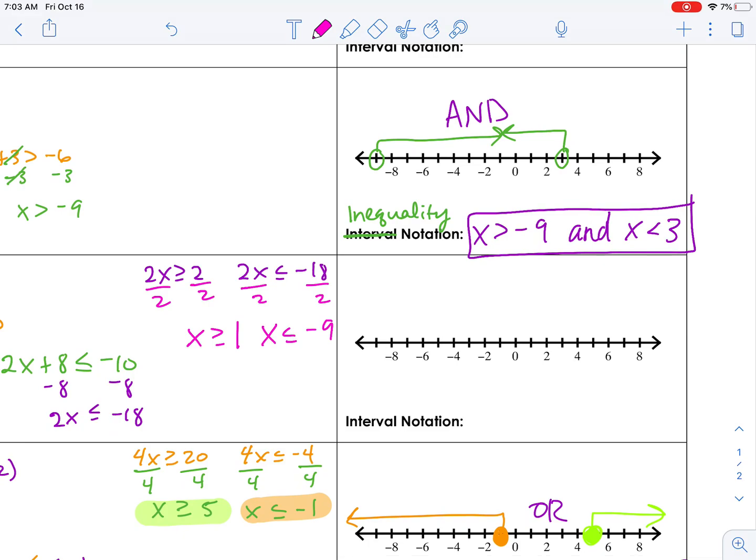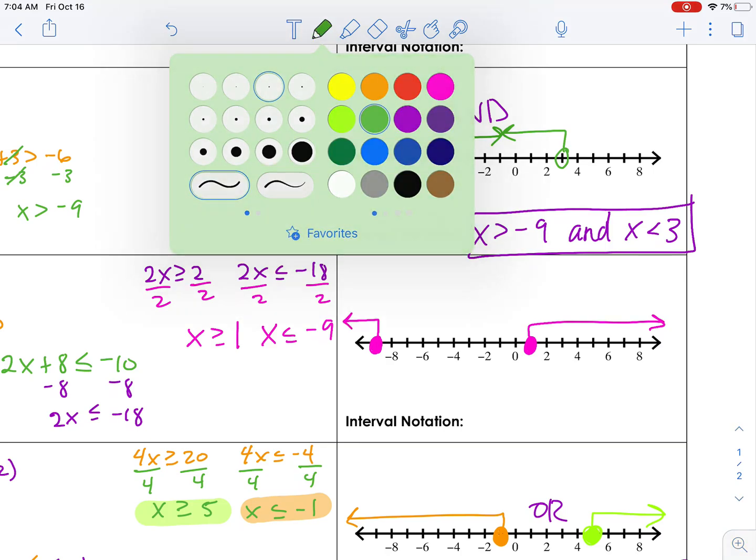So we have or equal to underneath our inequality symbols. We're back to closed circles. If I put a closed circle over the number 1, and I want all of the numbers greater than or equal to 1, I need to draw the arrow going to the right. Negative 9 needs a closed circle over negative 9. If I want all the numbers less than or equal to negative 9, the arrow needs to go to the left.